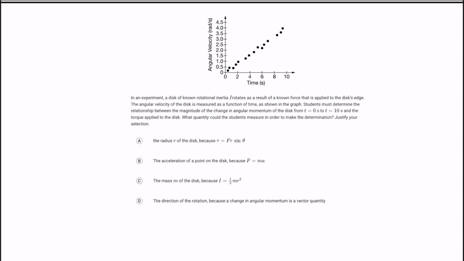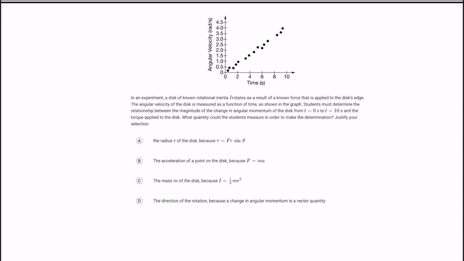Let's read the question. In an experiment, a disk of known rotational inertia I rotates as a result of a known force that is applied to the disk's edge. The angular velocity of the disk is measured as a function of time, as shown in the graph. Students must determine the relationship between the magnitude of the change in angular momentum of the disk and the torque applied to the disk. So we're trying to figure out the relationship between increasing velocity and torque. What quantity could the students measure in order to make the determination? What do the students need in order to figure out a relationship between increasing velocity and what's going to be increasing torque? Well, not necessarily increasing torque over the course of the 10 seconds, but let's see.